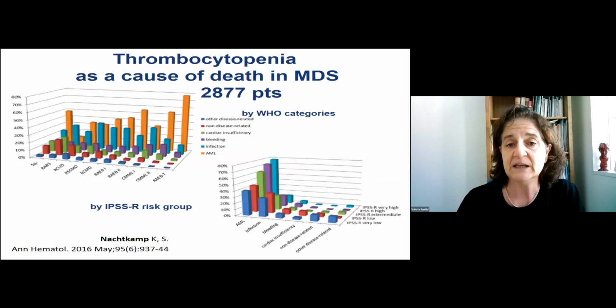Thrombocytopenia can induce fatal events, but bleeding from thrombocytopenia in low risk MDS is quite rare. Progression to AML and infection are most frequently the cause of death in these patients.